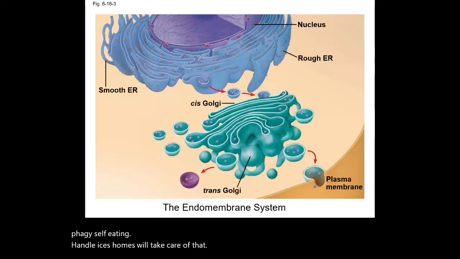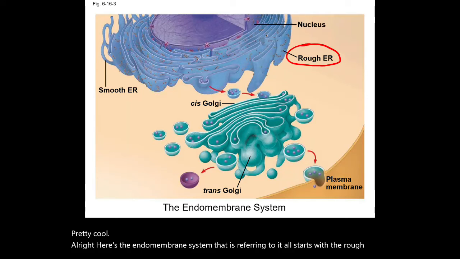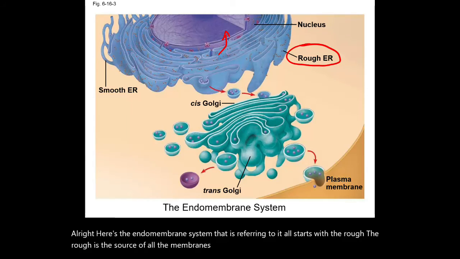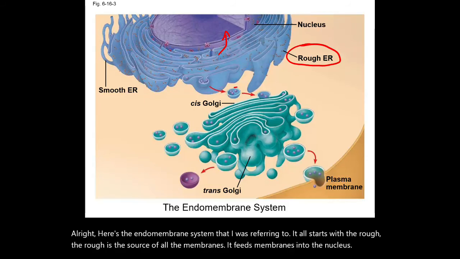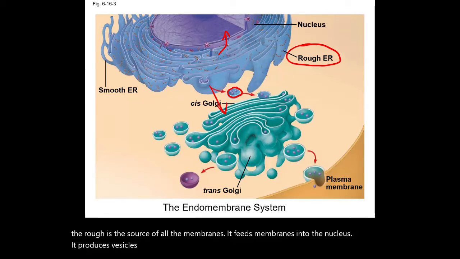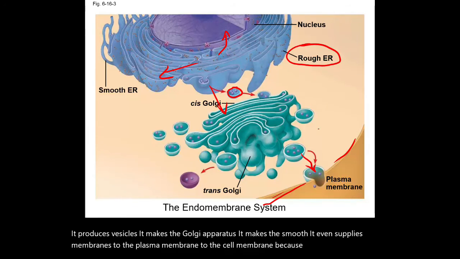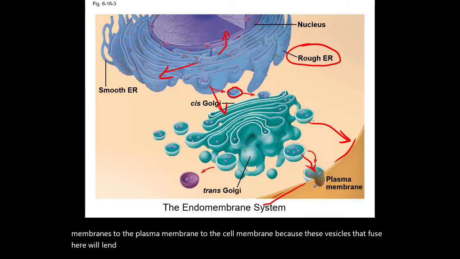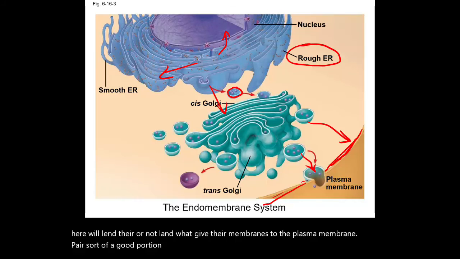Pretty cool. All right, here's the endomembrane system that I was referring to. It all starts with the rough ER. The rough ER is the source of all the membranes. It feeds membranes into the nucleus. It produces vesicles. It makes the Golgi apparatus. It makes the smooth ER. It even supplies membranes to the plasma membrane, to the cell membrane, because these vesicles that fuse here will give their membranes to the plasma membrane. So a good portion of the cell membrane is made by the rough ER.